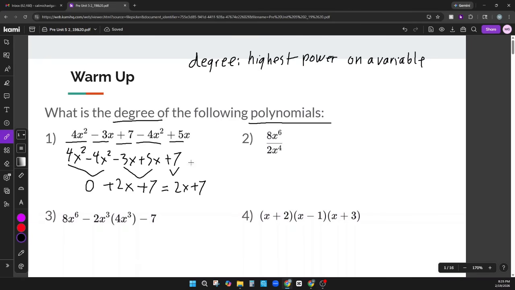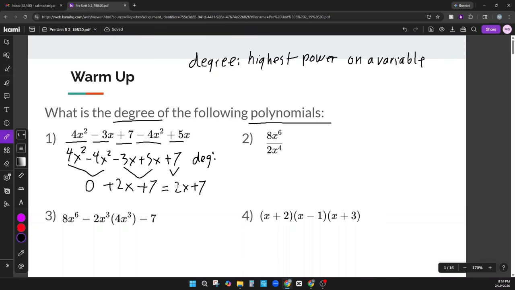So remember, you can only take the degree of something once you've completely simplified it. If you have powers that cancel, we do not count that towards our degree. So in this case, number one, we're not going to have degree 2. We just realized that. So I need to figure out, okay, what's my highest power here? Well, I have an x, I have a variable, so I'm definitely going to have some sort of degree.